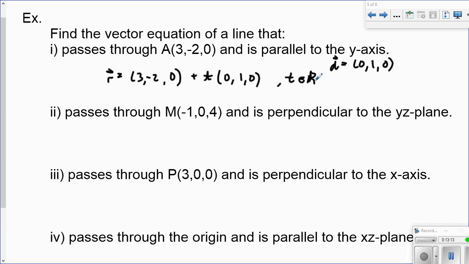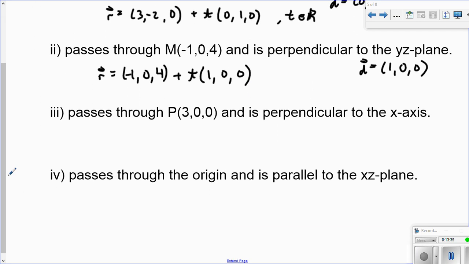Next example, it's perpendicular to the YZ plane. So if it's perpendicular to the YZ plane, it's going along the x-axis here. So my most basic direction vector is this. So my vector equation would be -1, 0, 4 plus t times 1, 0, 0.